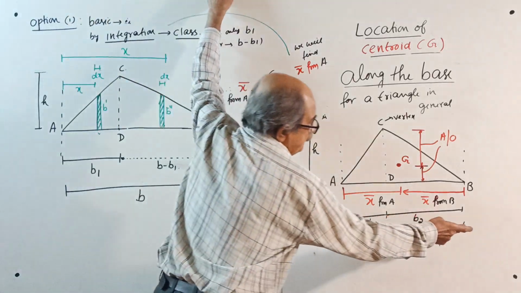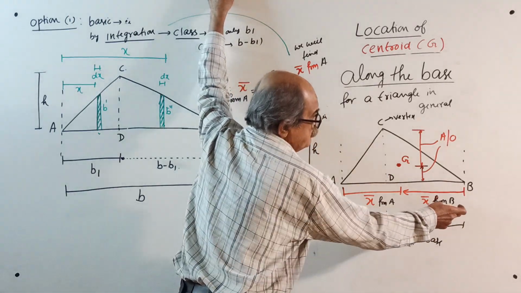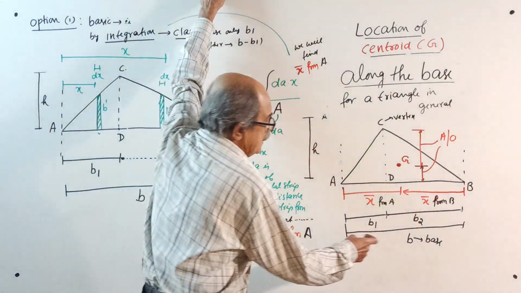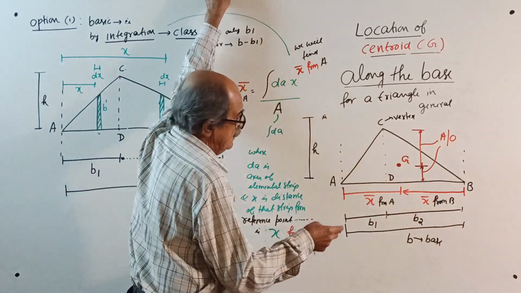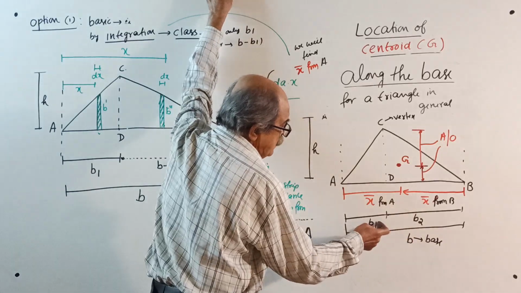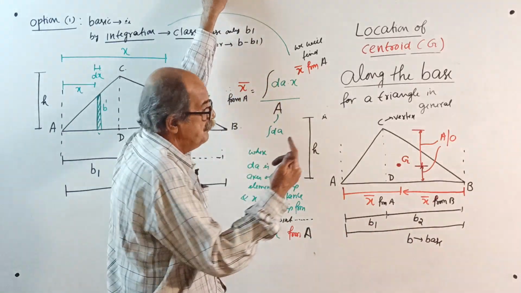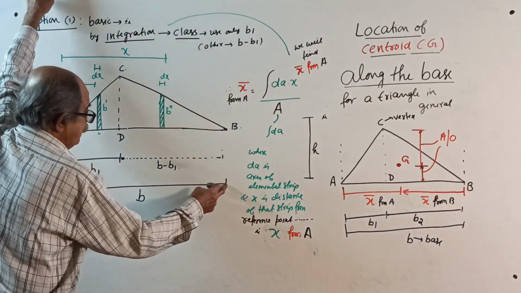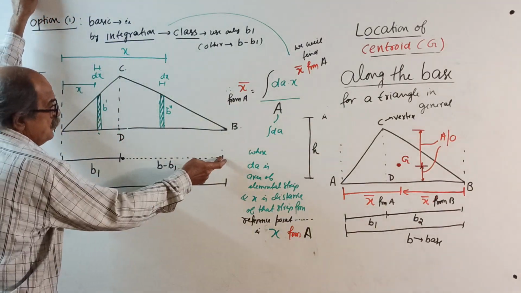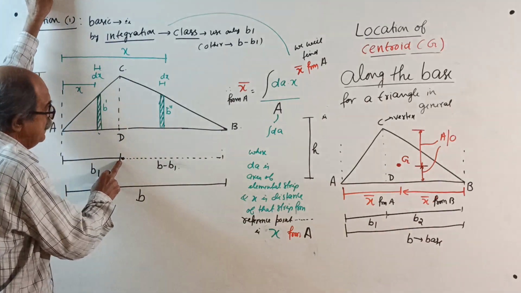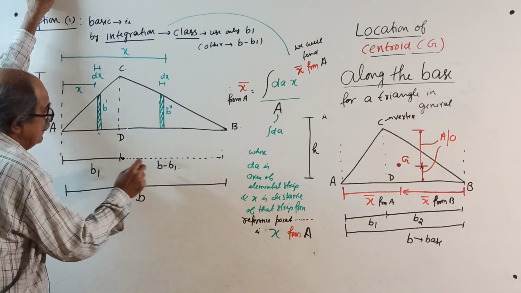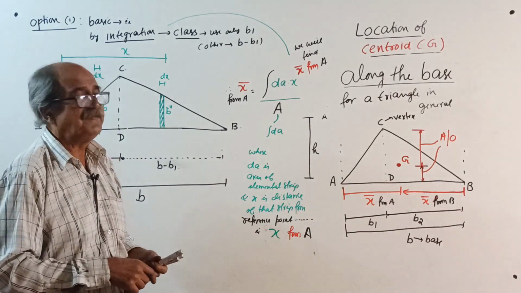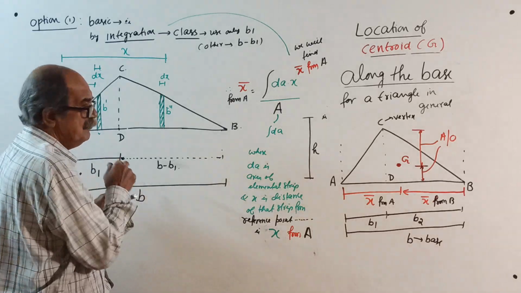Then, full base is b. One of them is b1, other is b2. Use only one of them, too many variables become difficult. So use b here and b1 here. For x bar from A, b and b1 are required. For x bar from B, b and b2 are required. Anyway, that you will know later. So this is b, this is b1. If you want, you can write b2, but remember b2 equals b minus b1. Once it is b1, on the dotted line I will write b minus b1. I want only two variables, b and b1. Otherwise b, b1 and b2 will all come.